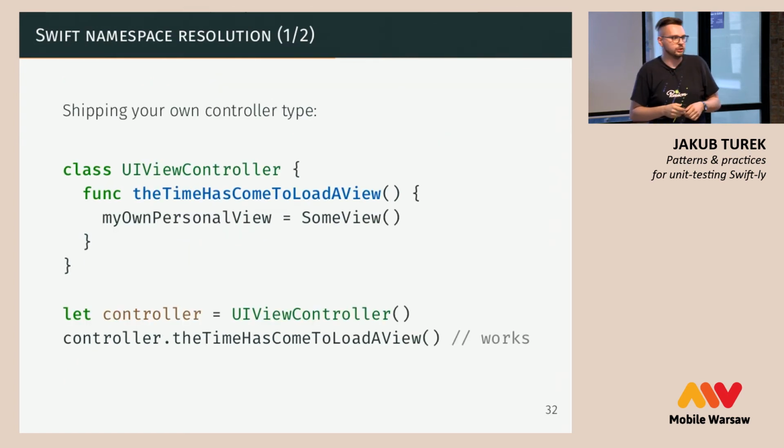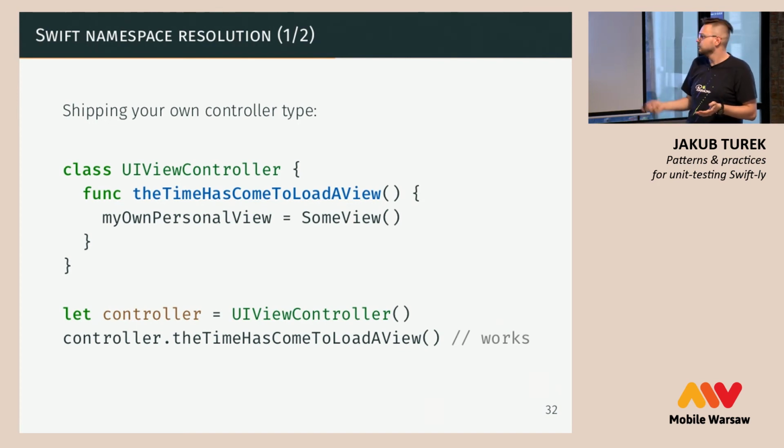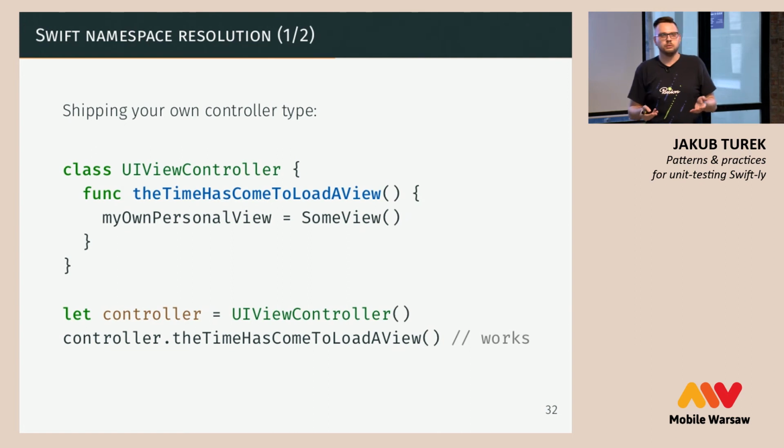To answer that, you need to know how Swift resolves names. So if one day you decide, screw Apple, I will ship my own view controller, whatever happens. I implement a class named UIViewController, and I have my own set of methods in there, because I can. And if I try to instantiate that controller and invoke any method on that, it will compile and work perfectly fine. Because what Swift does, it knows this class is defined in your own module. So it is always prioritized compared to other imported classes from the external framework.